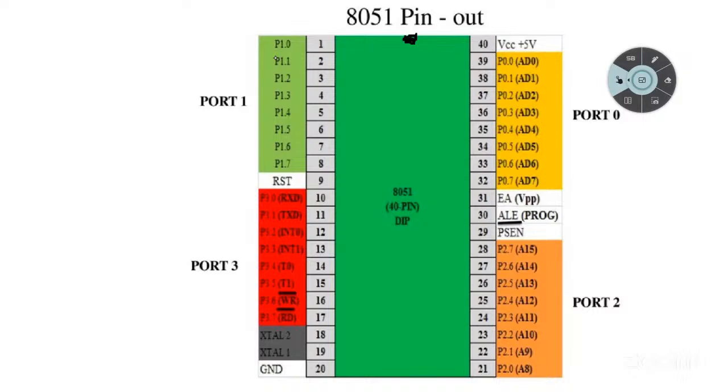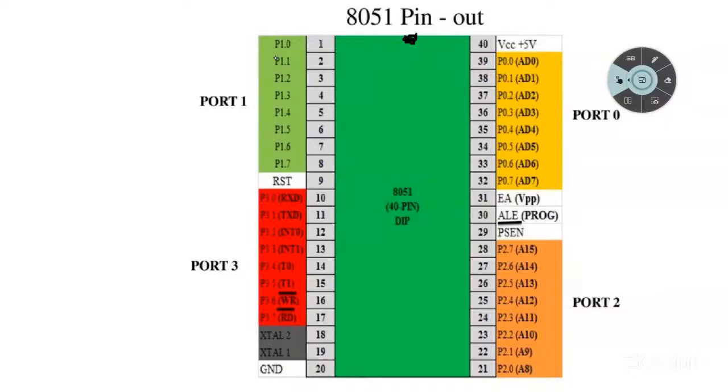Okay. So two lines or two pins for power supply. The ground wire and this one is the plus 5 volt. You can see here VCC equal to plus 5 volts. Okay. Next, here the reset.